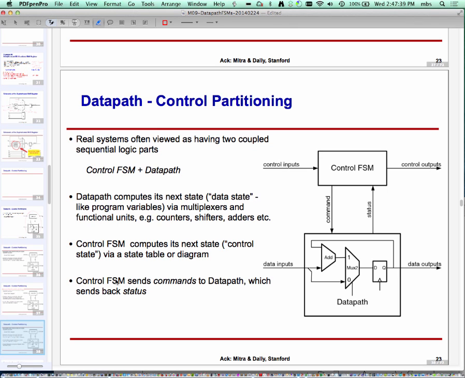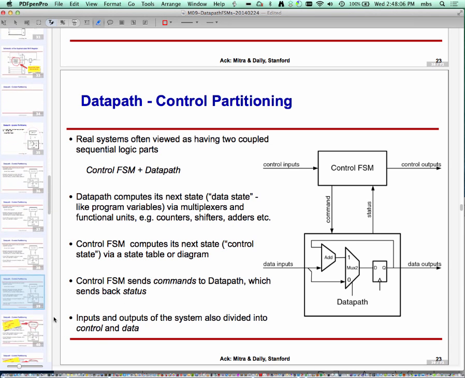So the control FSM sends commands to the data path. It tells the data path what operation to do, and the data path sends back status to the controller indicating exceptional conditions like, I added and an overflow happened, or that x is greater than 0, those kinds of things. So we'll see how it works out with an example very shortly, but that's how the two communicate.